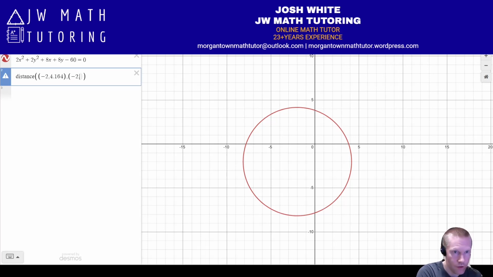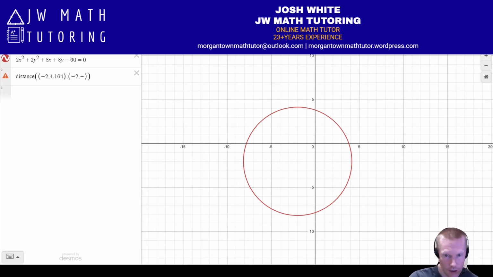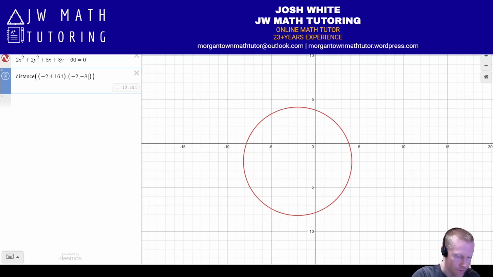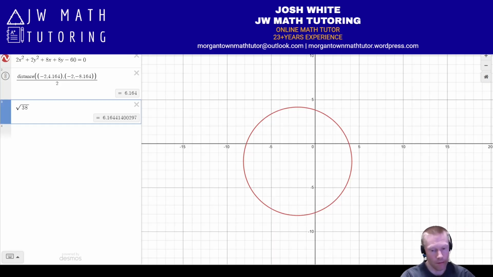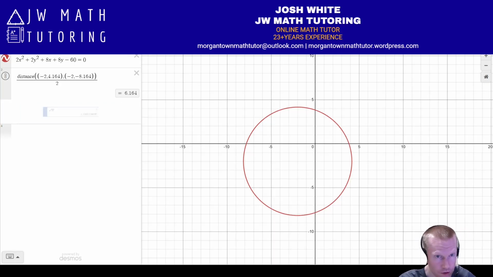Okay, and the other one is -2, comma, negative, let's see here, something, -8.164. So this is just the diameter value, top to bottom. If I divide this by 2, now I get the radius. I just want to confirm that that is equal to the square root of 38. And it is. Obviously it's not exact because I didn't have exact values for the points here, but you can see it's close enough. 6.164, 6.164, and so on. Okay, so that just confirms it's correct.